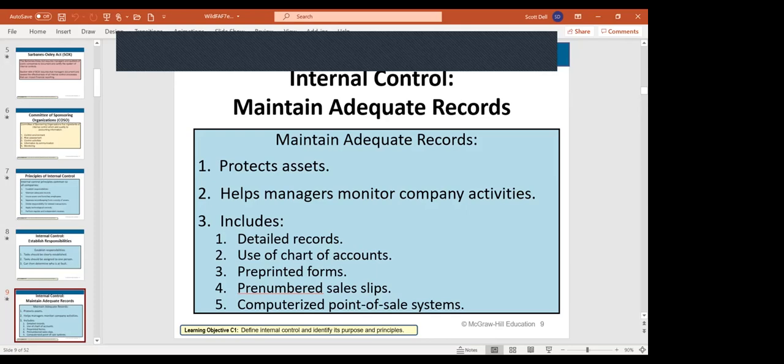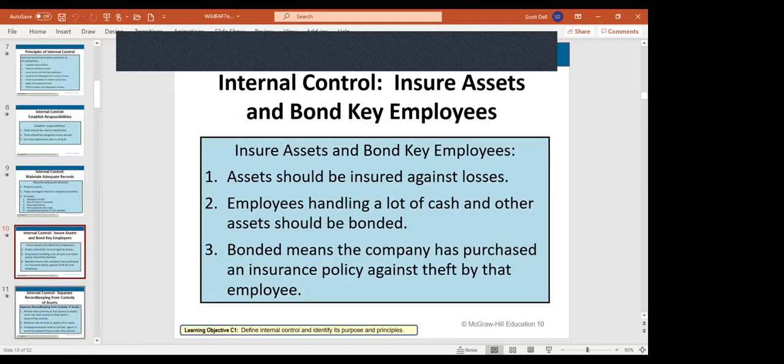You want good records. You want to monitor the activities of the company and who is responsible. But you want to make sure you have detailed records, the chart of accounts is maintained, and pre-printed, pre-numbered forms, both on sales slips, purchase orders, and any kind of vouchers or any other systems. And then computerized point of sale is of great service in helping things out.